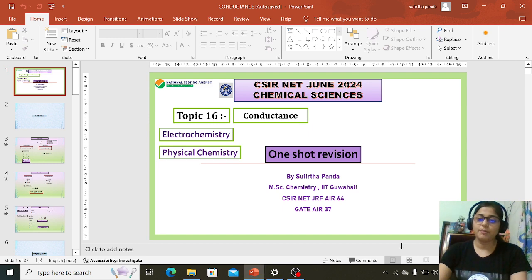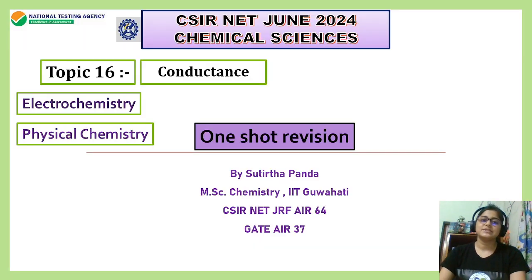So this is my topic number 16, and for topic number 16 I have chosen conductance from electrochemistry, and obviously it is a physical chemistry chapter. So we all know that CSIR NET has now started knocking at our door because not much time is left actually. We are going towards the date.